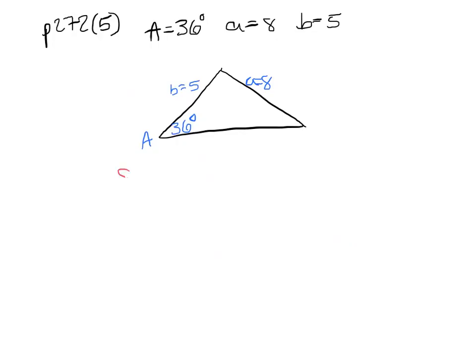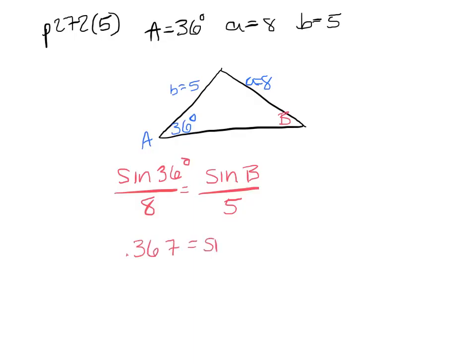So we've got the sine of 36 degrees over 8 equals the sine of B over 5. Okay, so now we're going to cross multiply and divide. So we've got the sine of 36 times 5 divided by 8. I get 0.367 equals the sine of B. And what do I do with that? How do I figure out what B is? Inverse. So I've got the inverse of sine, and I get 21.55 degrees. How'd I do? Good. It rounds up to 21.6.